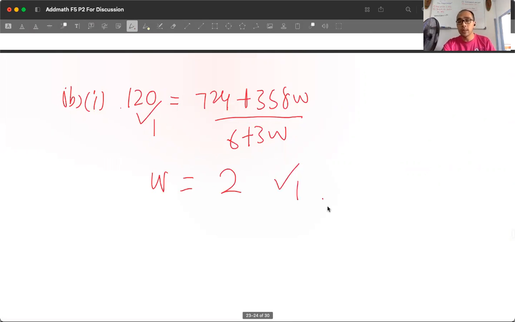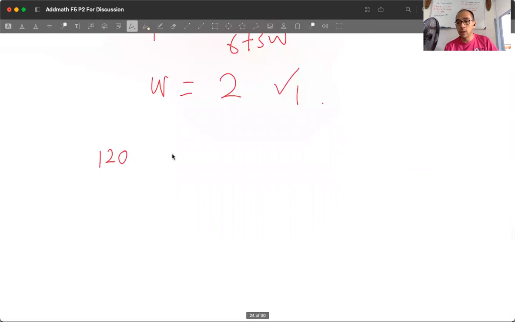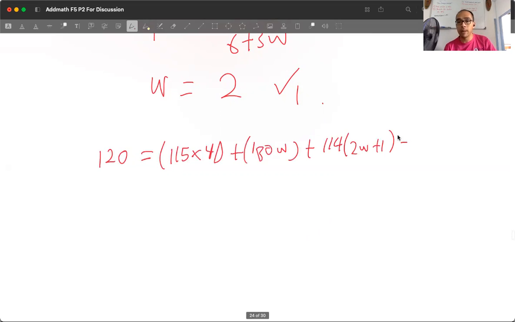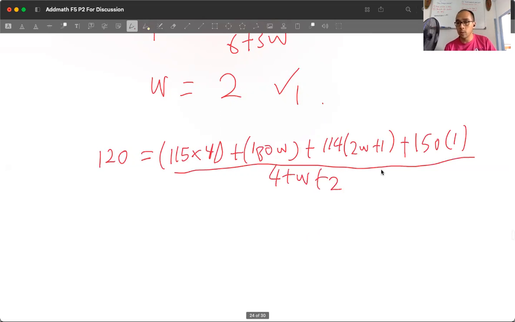Okay, so I noticed that quite a lot of you would probably do it this way lah, the long way, which is no problem. Okay, 120 equals 115 times 4, then add 130W, then add 114 times 2W plus 1, okay, add 150 times 1, okay, over 4 plus W plus 2W plus 1 plus 1. Okay, both these lines correct, 1 mark, equals 120, 1 mark. It's the same distribution of marks.